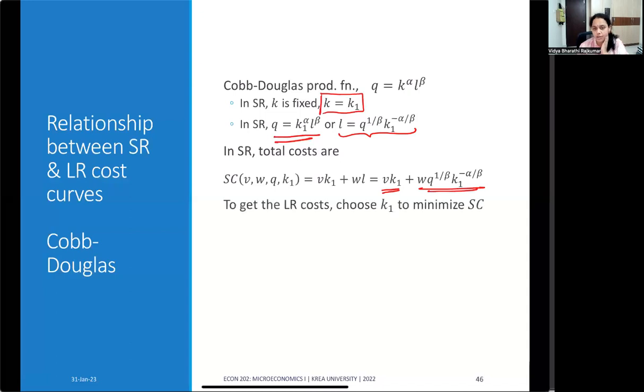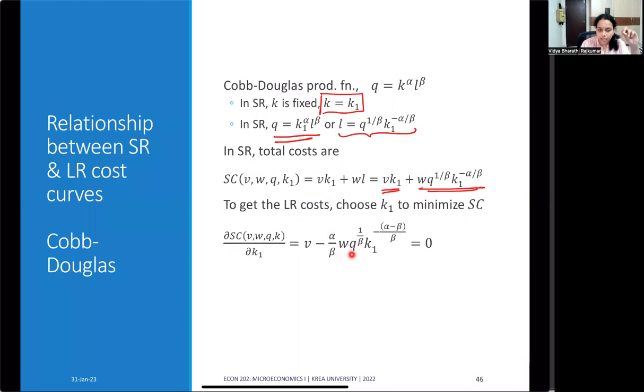Now to get the long-run costs, all I have to do is choose that particular level of capital, K1, which will minimize my short-run cost function. And if you take a derivative of SC with respect to K1, this is the result you're getting. And if you solve this equation for K1, you can find the optimal level of capital K1, which will minimize my short-run costs. And that is contingent on the level of output.